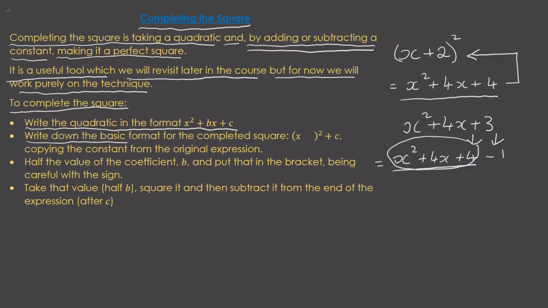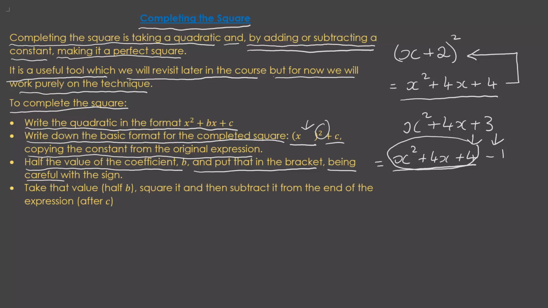Write down the basic format for the completed square, i.e. write down x in a bracket, leaving a bit of space, squared, add a constant, copying the constant from the original expression.